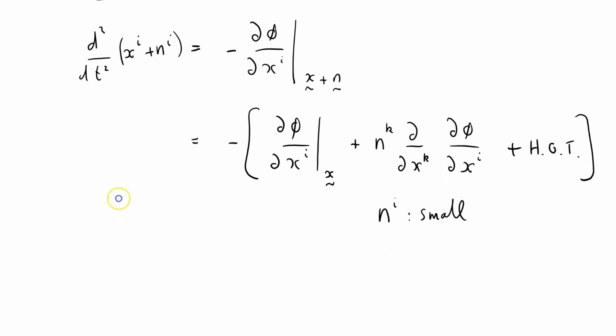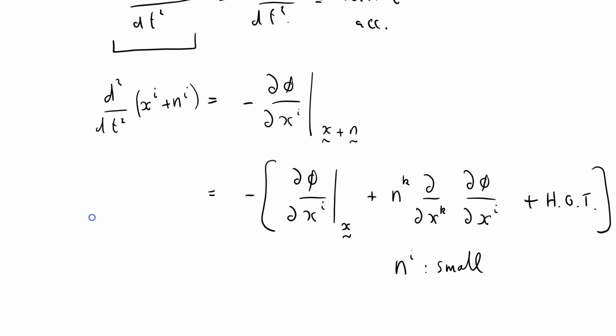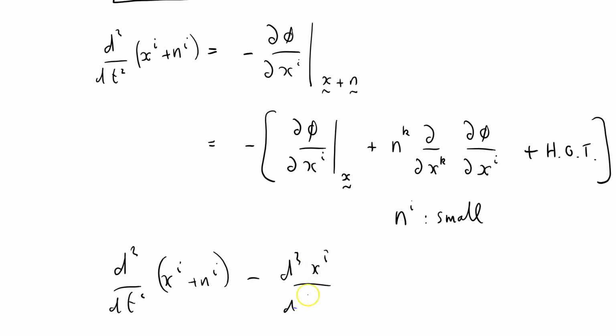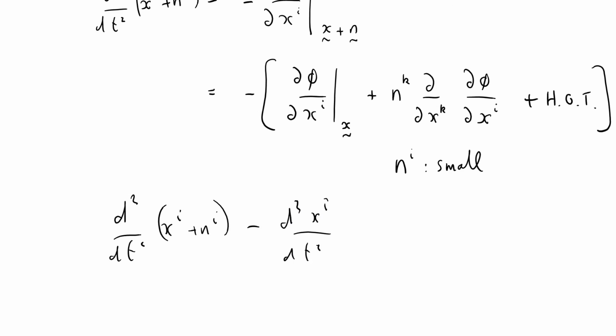Okay, so what I've got to do now is to subtract one from the other, and I need to work out d²(xⁱ + nⁱ)/dt² minus d²xⁱ/dt², using that formula there. And I'll do that in the next screencast. Stop there.